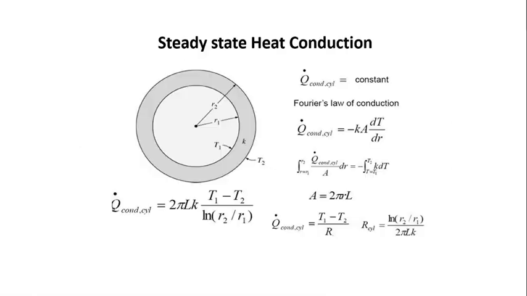At steady state condition, Fourier's law says Q conduction is equal to minus kA dT by dr. Here we are considering the smaller elemental thickness as dr, hence we have taken minus kA dT by dr. By cross multiplying the dr to the left hand side, it becomes Q conduction into dr is equal to minus kA into dT.